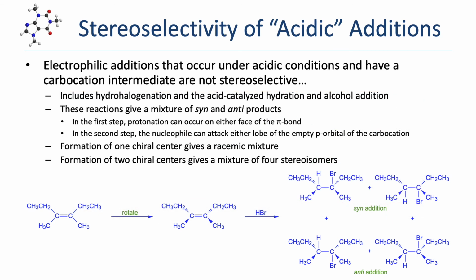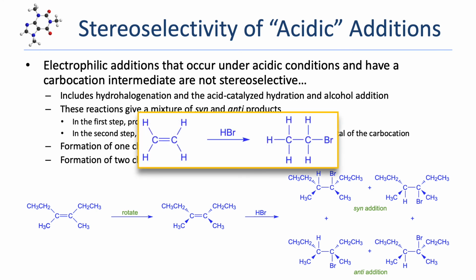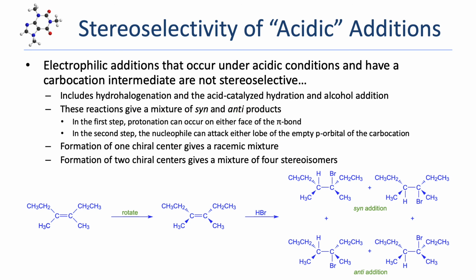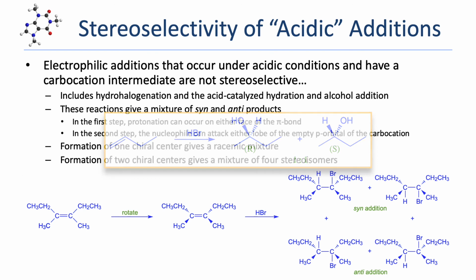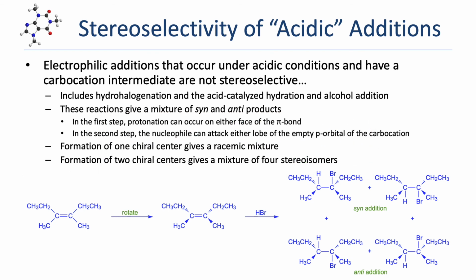Now, the stereoselectivity of these reactions only matters when new chiral centers are formed. The addition of HBr to ethene would simply form bromoethane. It doesn't generate any chiral centers, and so the stereoselectivity really isn't relevant or important. If the addition reaction results in the formation of one chiral center, it will simply produce a racemic mixture of both enantiomers. It's only when two new chiral centers are generated that we can actually see the difference between the syn and the anti-additions, and it could result in the formation of as many as 4 possible stereoisomers.